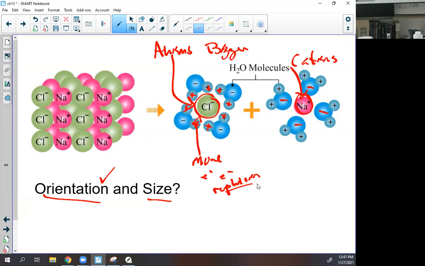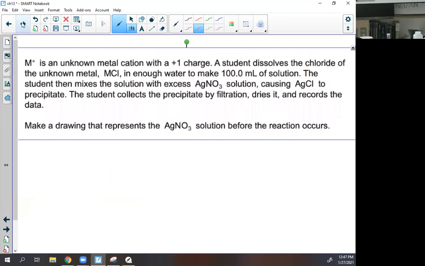Sometimes the AP test gives you exact instructions. It will usually say, for example, use 1 sodium chloride in your drawing. And it will usually give you a limit of waters. It doesn't matter, but follow the instructions if they give them to you.